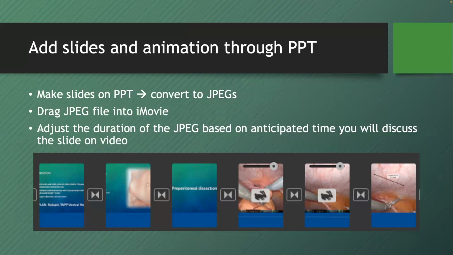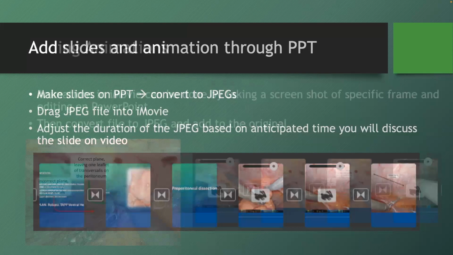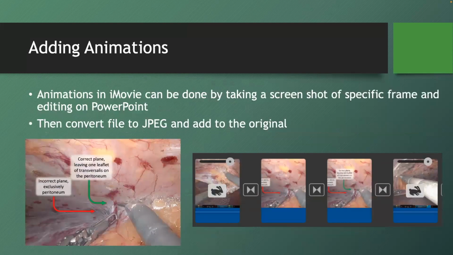So this is showing what it looks like when I drag them into iMovie. And then I just adjust the duration of each JPEG to anticipate the time that I'll use in my video when I record narration. So again, you put in your slide deck and then you'll go ahead and use that almost like a JPEG.